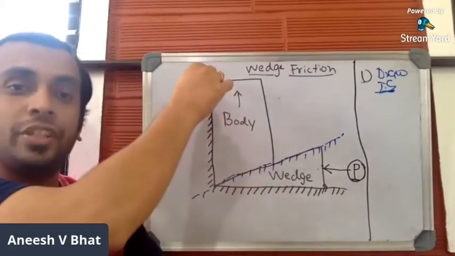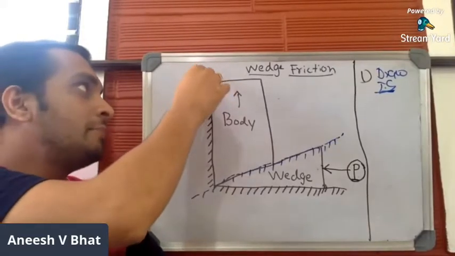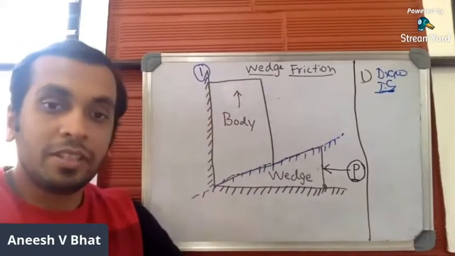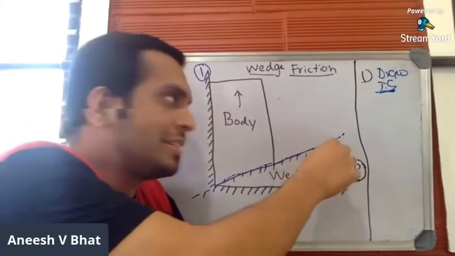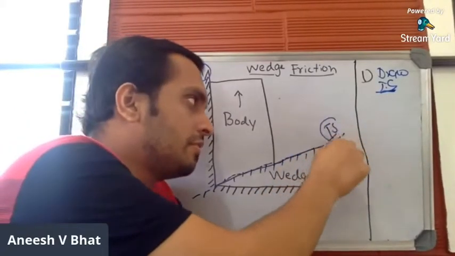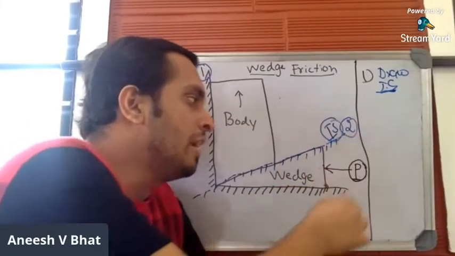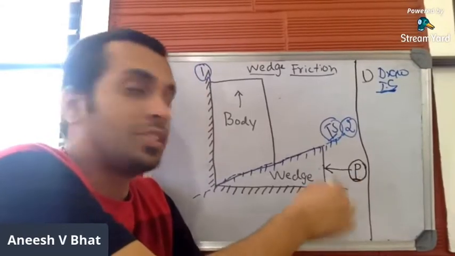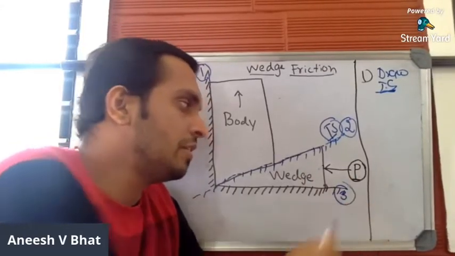This is the vertical surface, which is already given. Let me consider this as surface number 1. This is the imaginary surface which we have drawn. Let me consider this as surface number 2. This is the horizontal surface which is available. Let me consider this as surface number 3.